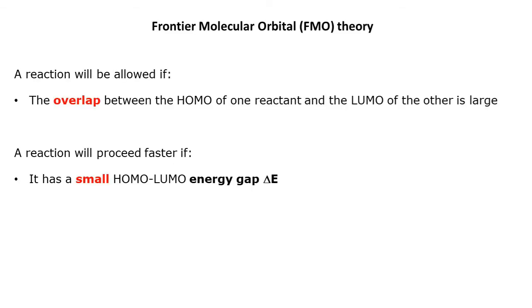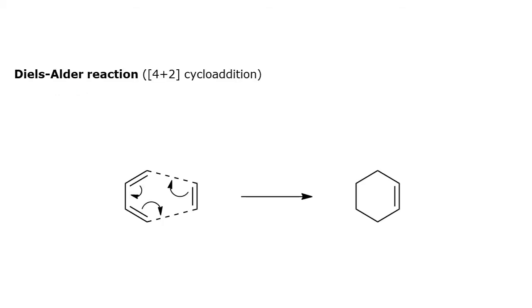To sum up, a cycloaddition will be allowed if the overlap between the HOMO of one reactant and the LUMO of the other is large, and the reactions for which the HOMO-LUMO energy gap is small will be favored. Let's have a look at the Diels-Alder reaction and use the frontier molecular orbital theory to study this cycloaddition.